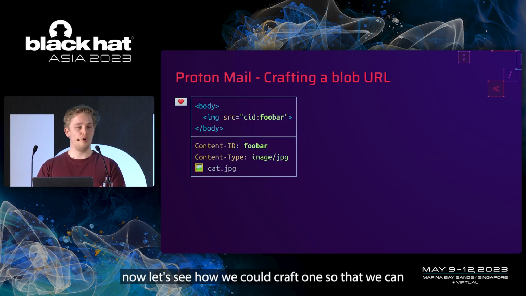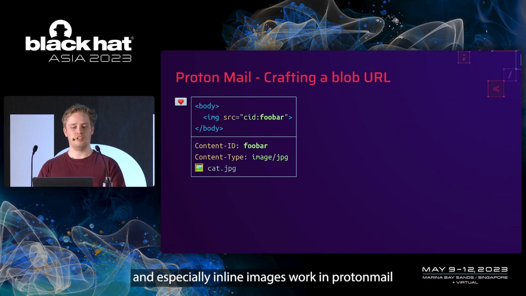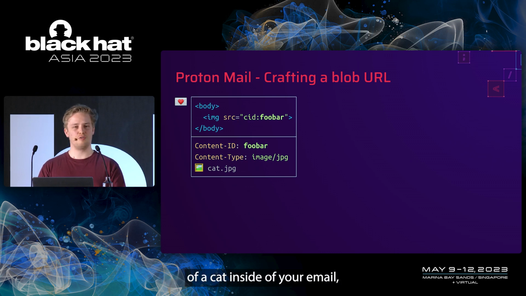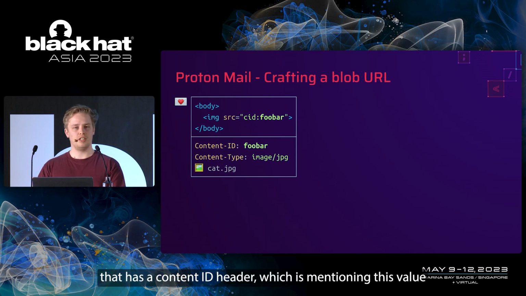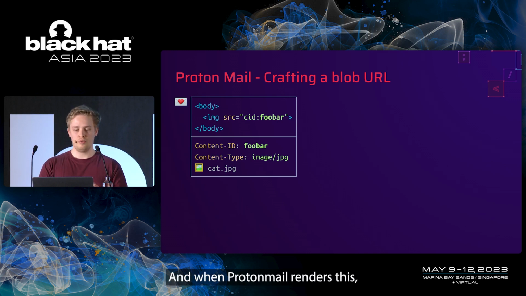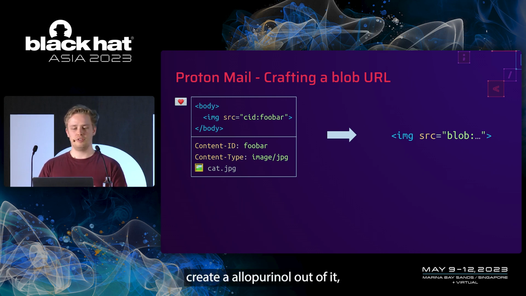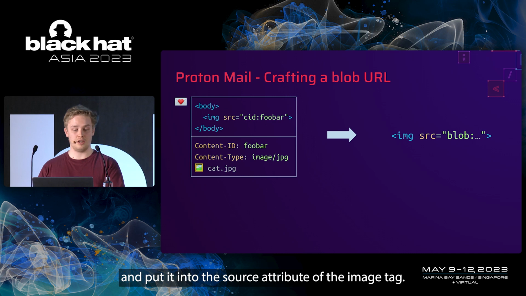Okay, now let's see how we could craft one so that we can then use it to load a script. This is how attachments and especially inline images work in ProtonMail, and it's pretty similar in all the mail clients. So if you want to include a cute picture of a cat inside of your email, not as an attachment, but inline, then you will have an image tag that has a CID source attribute with some ID. And then there's an attachment that has a Content-ID header, which is matching this value, and also a content type and the content. And when ProtonMail renders this, they just take the content and the content type, create a blob URL out of it, and put it into the source attribute of the image tag.